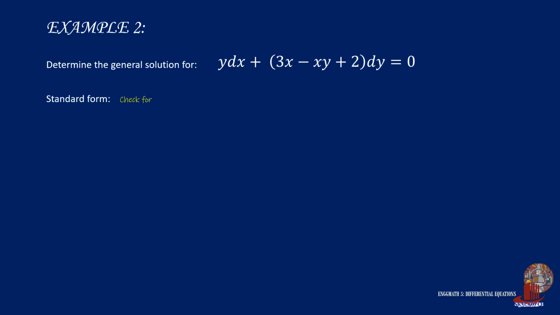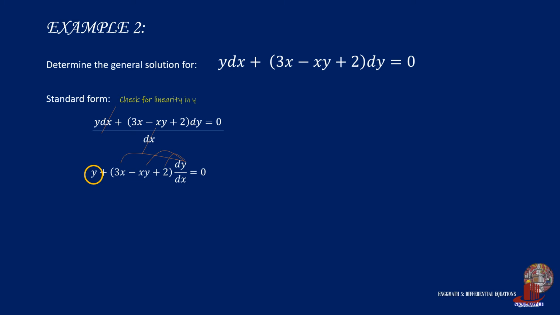Example 2 is with the differential equation y dx plus the quantity of 3x minus xy plus 2 multiplied by dy is equal to 0. Work out with the standard form. So let's attempt to divide everything by dx. We get y plus the quantity of 3x minus xy plus 2 multiplied by dy all over dx is equal to 0, where although we have plain y on the first term, we have a quantity which would be multiplied with dy all over dx on the second term, making the equation more complicated.